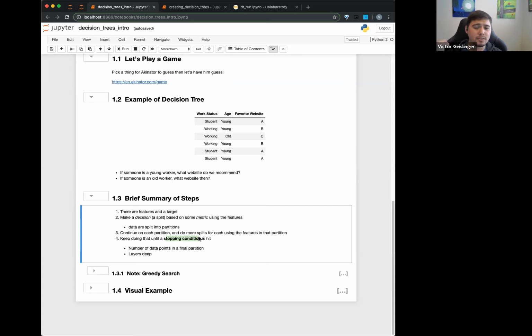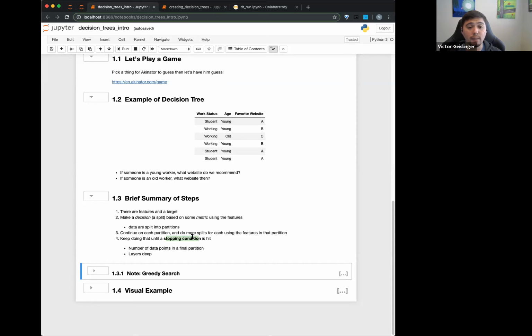So this avoids the whole idea of overfitting, to make sure that we don't go so precise that only one person is left in that partition, because it likely just might be pure chance, right? So that's the idea of the stopping condition here. You could technically go all the way down until you get one person per partition, but that might not be the best thing to do. It might be too precise in that way. It's overfitting.